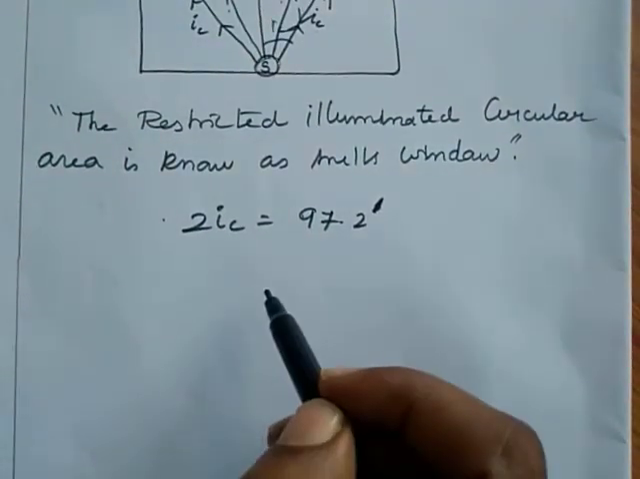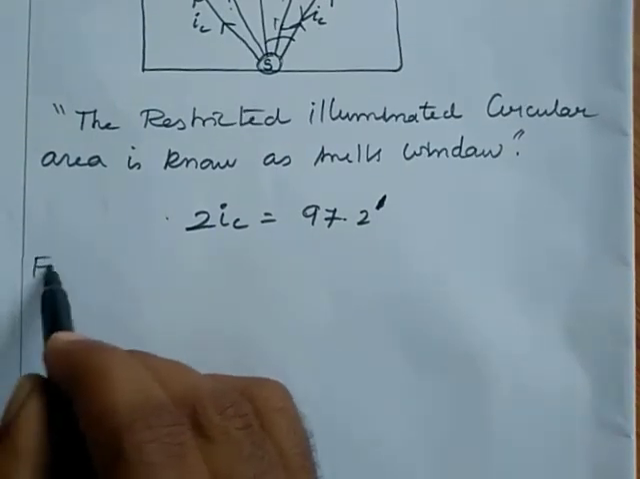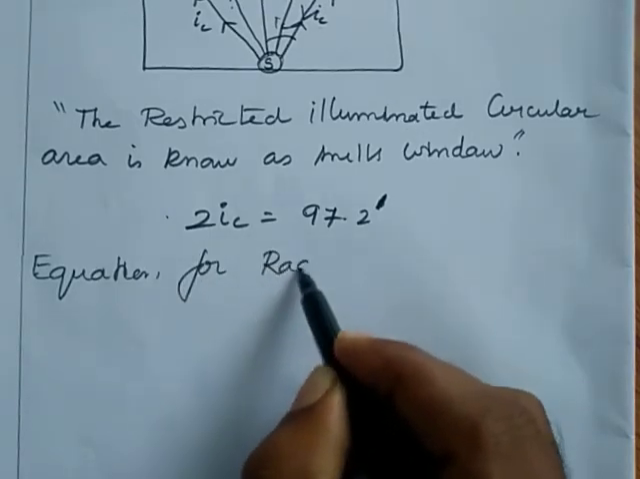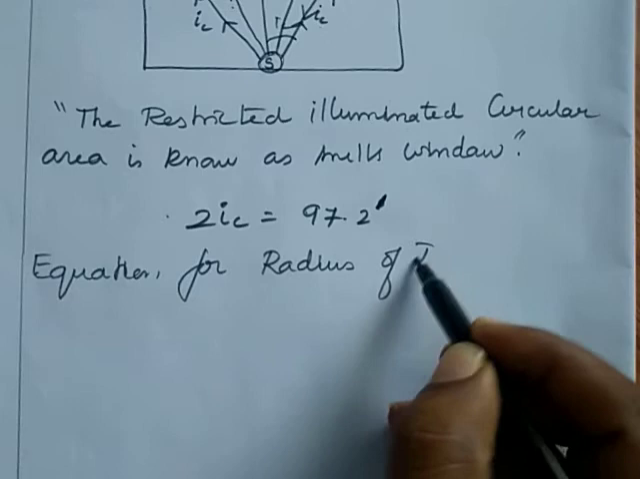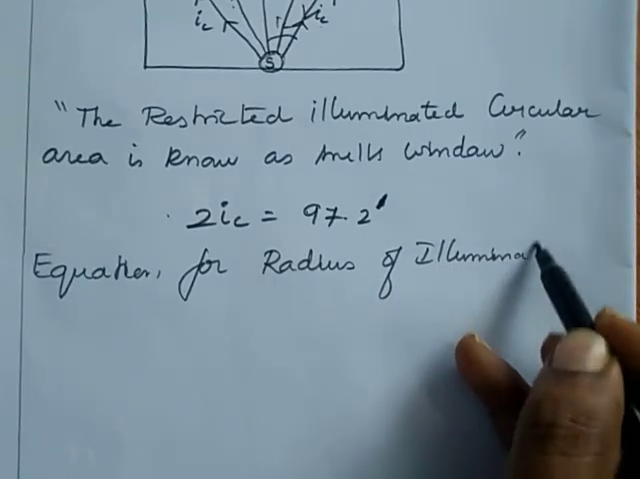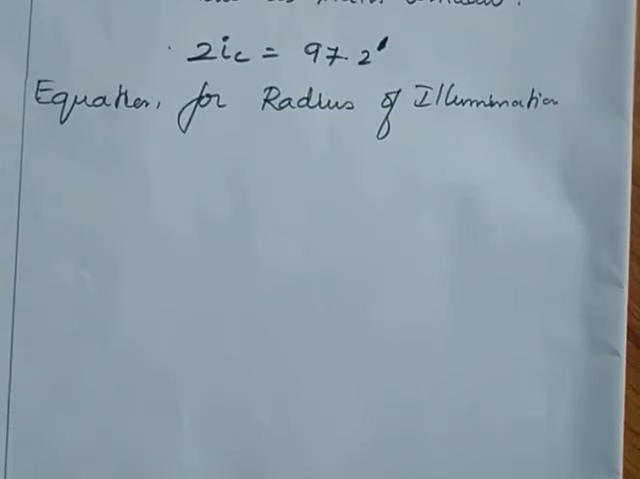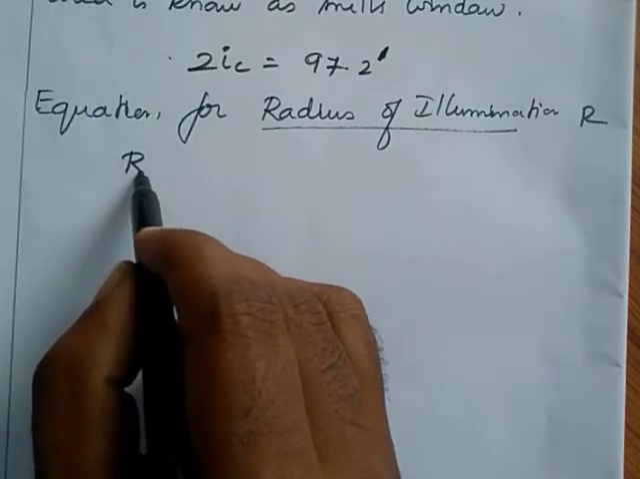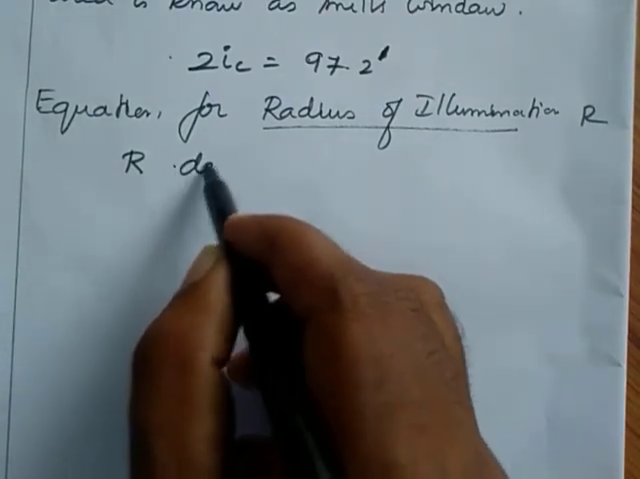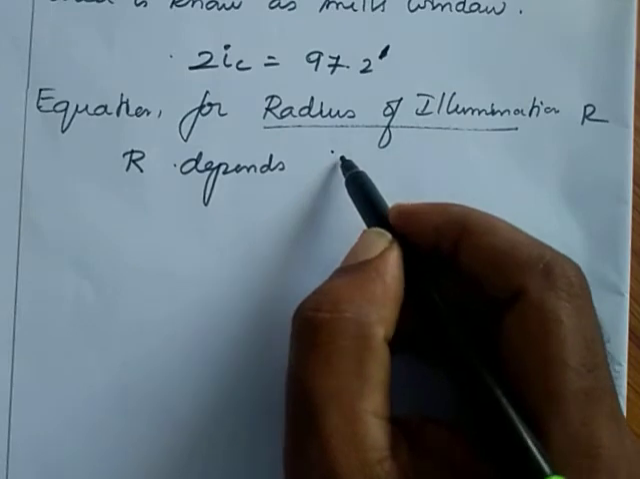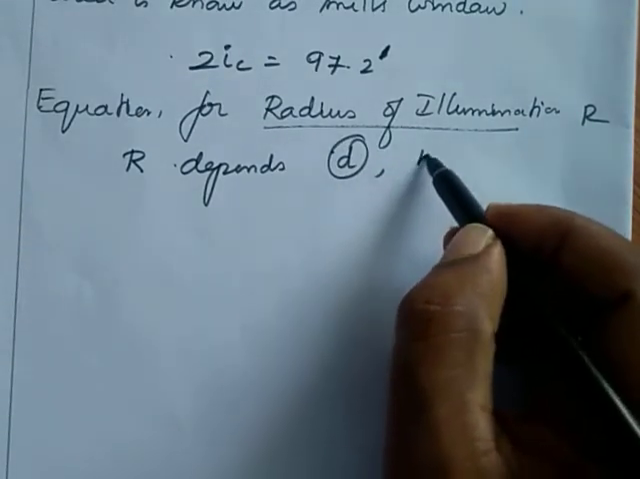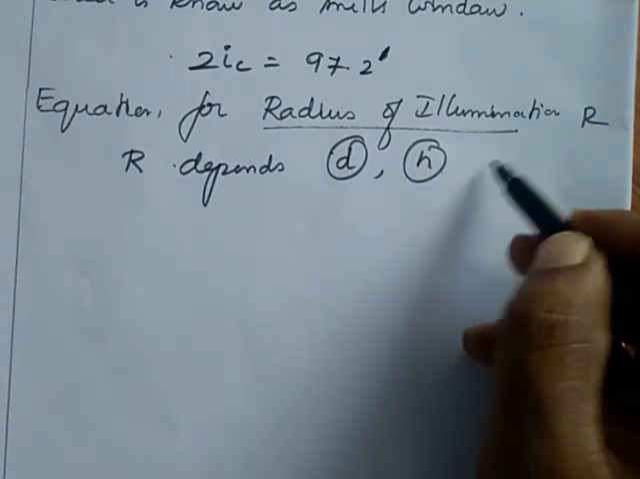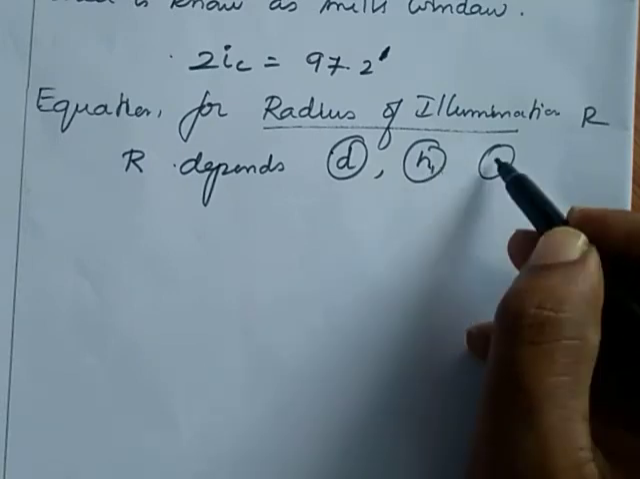Then let me solve the equation for radius of illumination. This radius of illumination is indicated as R. This R depends on the depth of the water, the refractive index of the water, and then the refractive index of the air, the first medium and second medium.